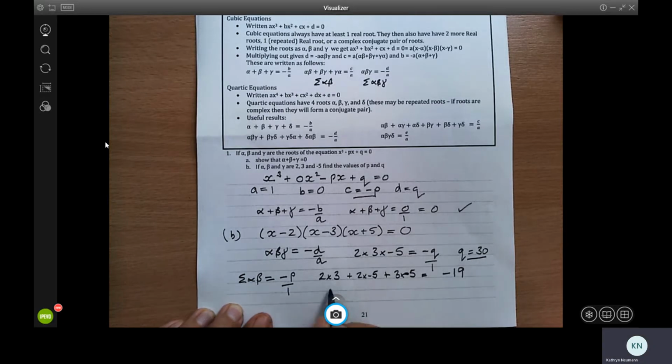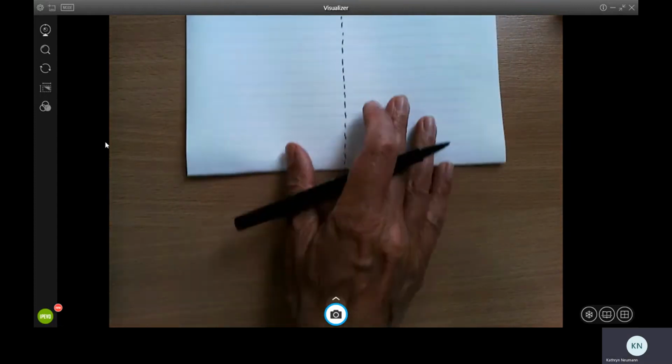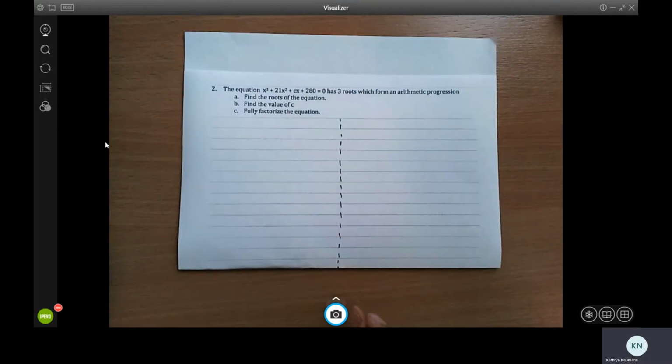So we then have minus 19 is equal to minus P, so P is equal to 19. So we get our answers there. Q is 30, P is 19. Let's look now at the second cubic question that we've got here.